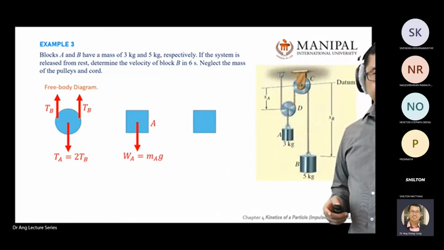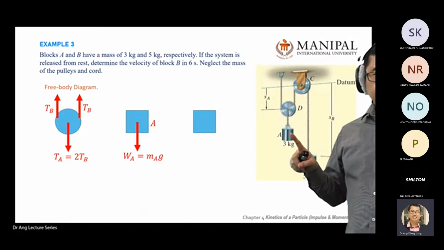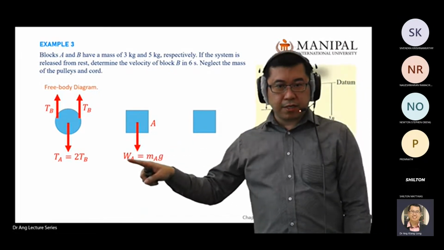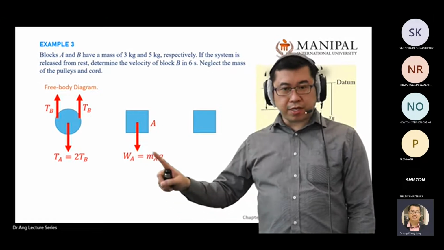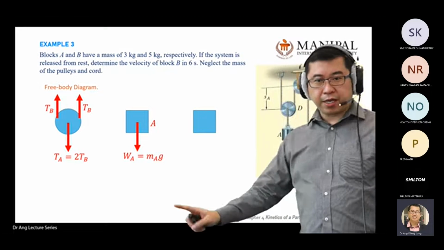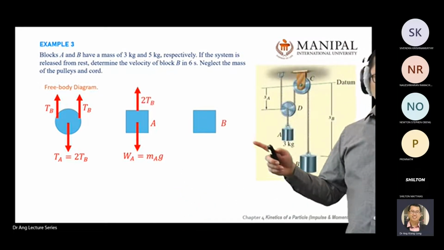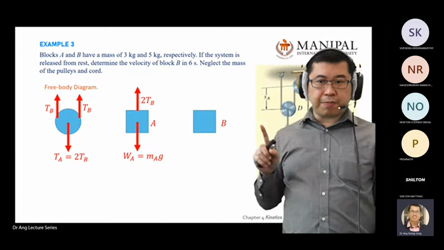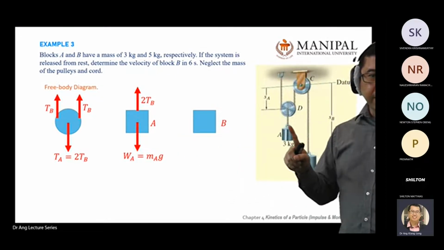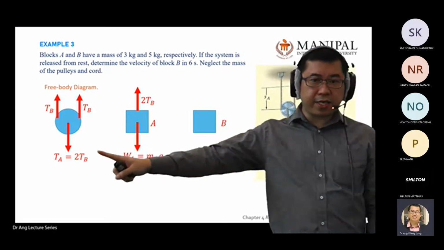Then you look at objects A and B. Object A is pulled down by gravitational force, so W_A equals m_A g, where m_A represents the mass of A. Gravity is always the same, 9.81. Same with B. Above object A, you have one cable pulling, so you can write the cable pull as T_A if you want.